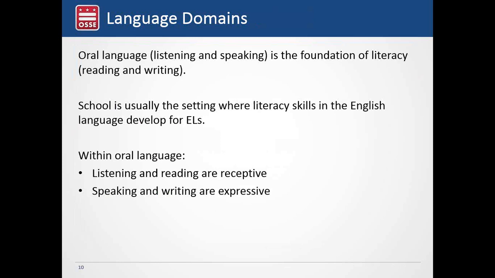We call listening and speaking oral language, and it's the foundation for reading and writing, or literacy. School is usually the setting where literacy skills in the English language happen for English learners, or where they develop for English learners. So you can take that bit of information and apply it back to Moise. For the person who commented, perhaps there isn't a lot of written material to stimulate Moise at home. That could be correct, and school would be the place to support him in developing writing.